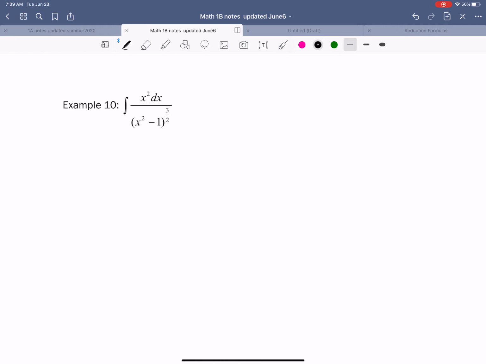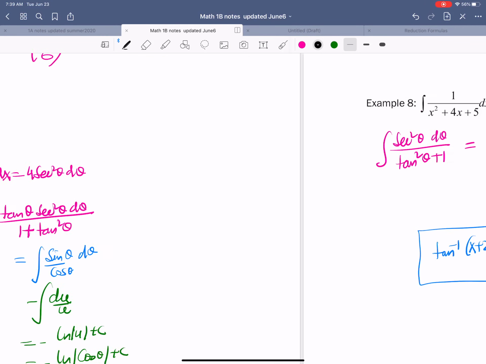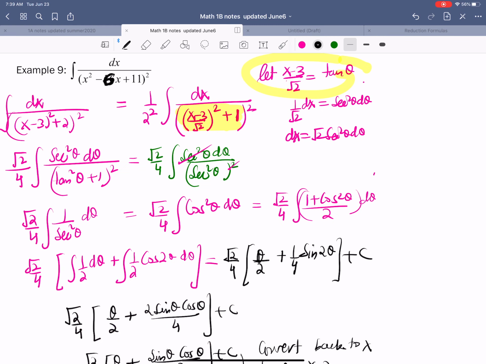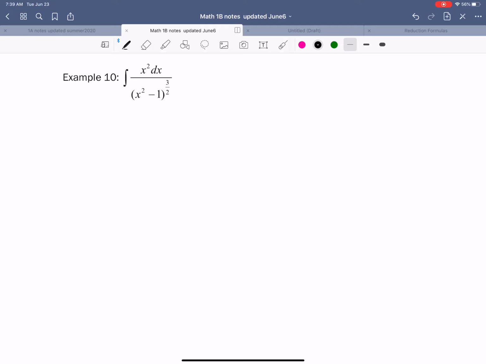Let's look at the next one. Stop for a minute and think about what trig substitution. Oh, for the previous problem, u substitution was not going to work. Okay, that's fine. Number 10, think about it for a minute. What trig substitution are you going to use? What trig substitution would work here? Give it a try. Pause for a minute and see if you can set up the integral and evaluate it by yourself.